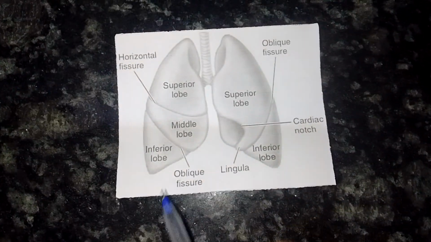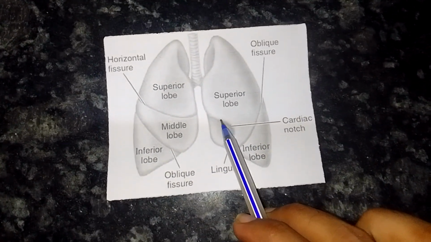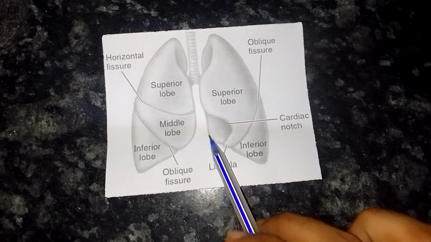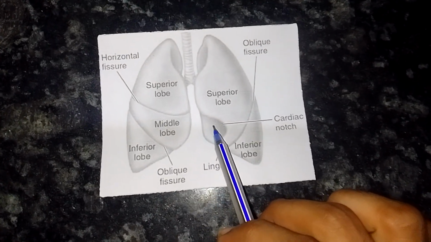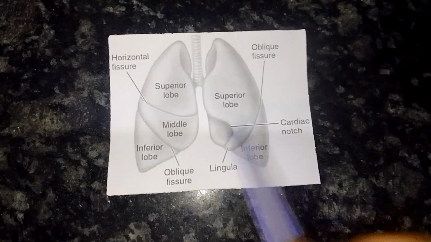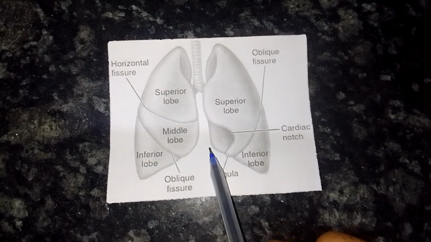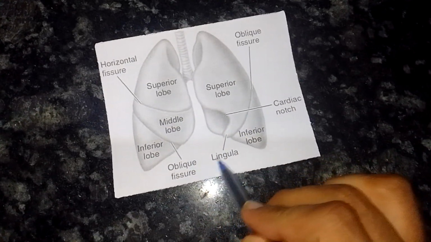Another diagram of the lungs. Here you can see this part is the cardiac notch where the heart is present. It means some part of the heart touches on this side. As we know, the heart is tilted towards the left, and the heart is present in this part. This part is known as the mediastinum.